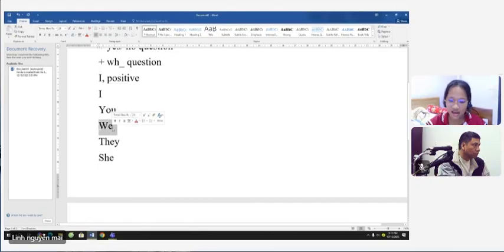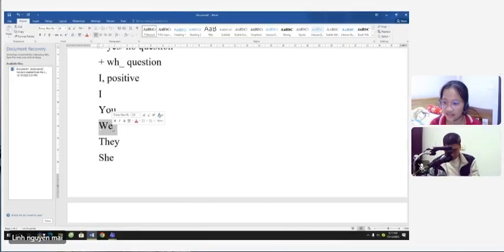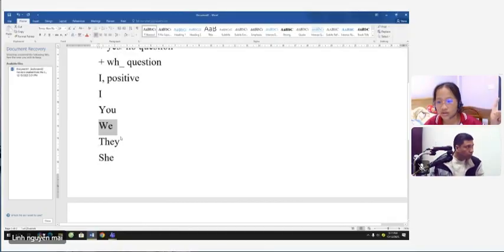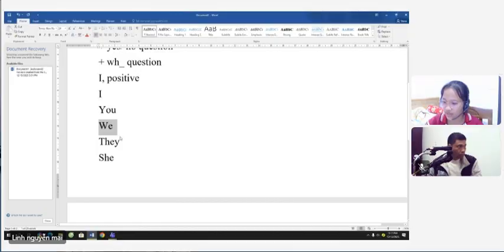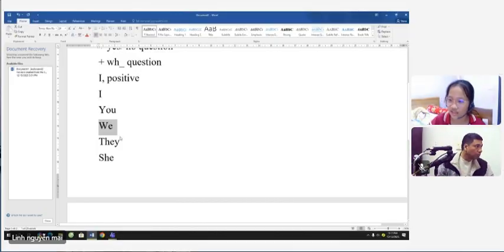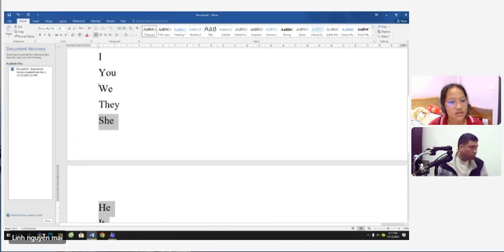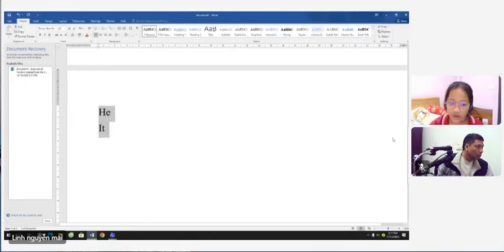And we is a group that has a lot of people, and it also has I in it, like my family and I, that's a we. Or my teacher and I, that also means we, okay? And they is a group that we are not talking with, okay, like that. She and it are like they, but these are singular nouns, and you with they is a plural noun, and I is just one who is speaking, okay?